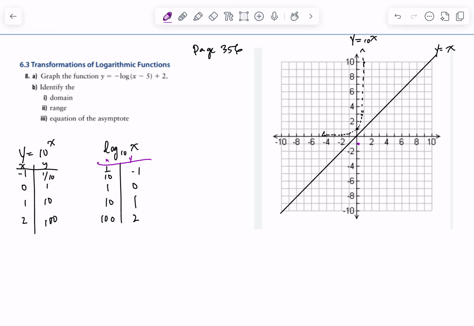Very close to the y-axis this time instead. And then 1, 0, and then 10 and 1. And that's probably all I'm going to be able to plot on here. So it's going to look something like this, okay?